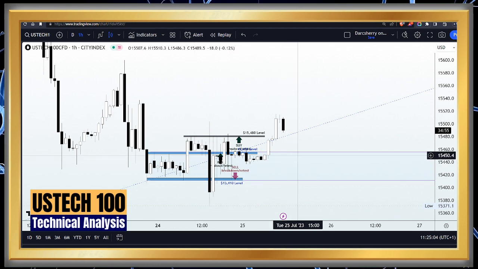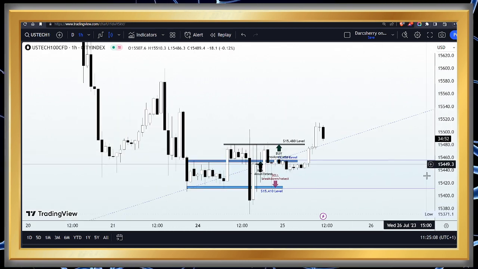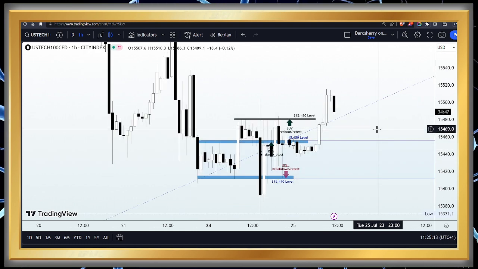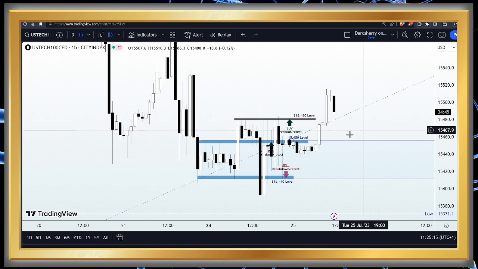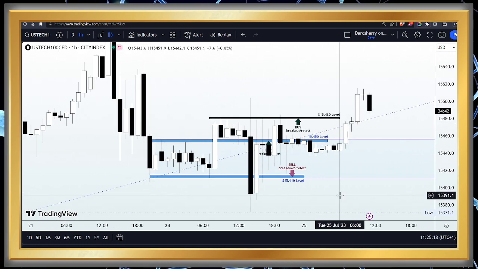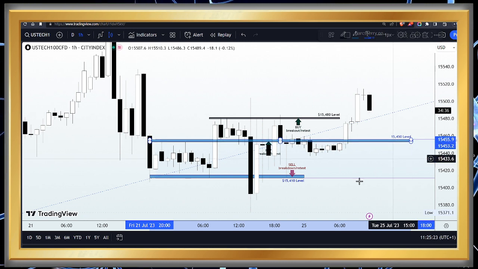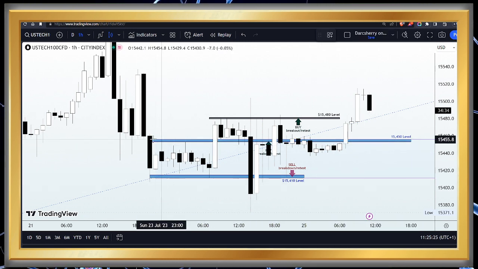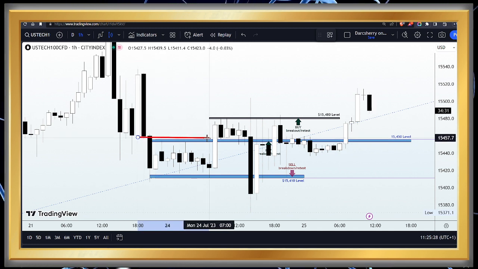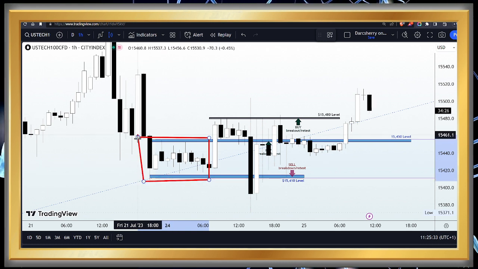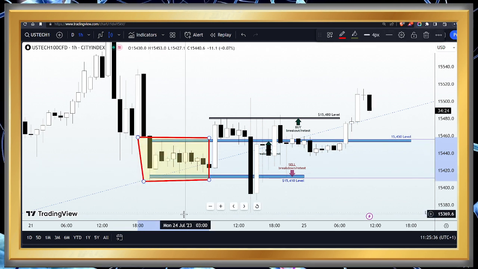Now, the US Tech 100 has been very choppy in the last 24 hours. In fact, we have a huge consolidation phase, an expanded one, in fact. Remember, we had a range initially where price action was caught. Let me extend this out a little bit so that we can see things clearly at this juncture. So we had this initial range between the 15,450 level and the 15,410 level, giving us an insight into the level of indecision at the beginning of the week.